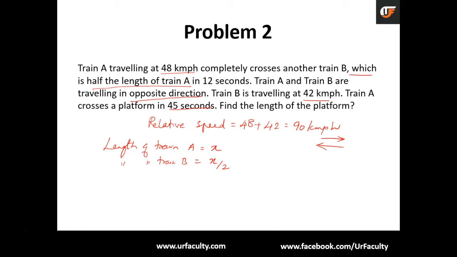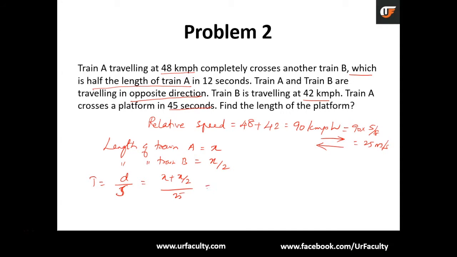Okay, so how do we find how much time it takes for train A to cross train B? It's basically distance by speed, time taken. So what is the distance here? It's x plus x by 2, basically the length of both the trains, by 90 km per hour. Now 90 km per hour, how do you convert it into meters per second? 90 into 5 by 18, and you get the answer as 25 meters per second.